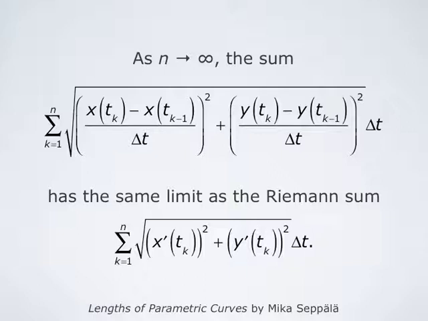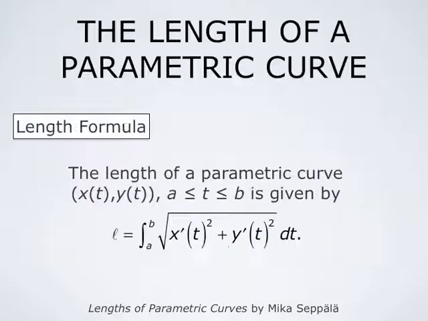And this latter sum is a Riemann sum for the function square root of (derivative of x) squared plus (derivative of y) squared. Therefore, the length of a parametric curve, x(t), y(t), where t goes from a to b, is given by the integral from a to b of the square root of x'(t) squared plus y'(t) squared dt.